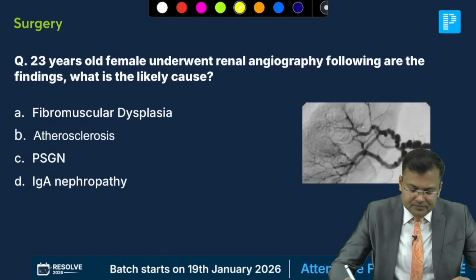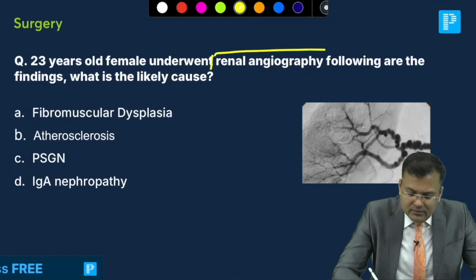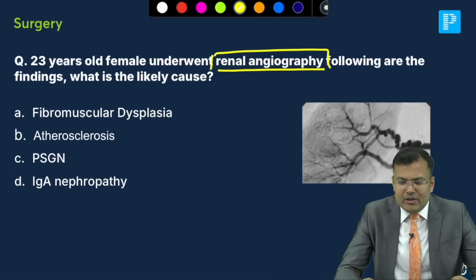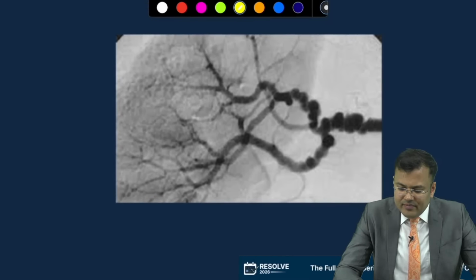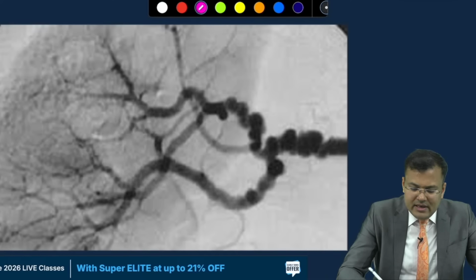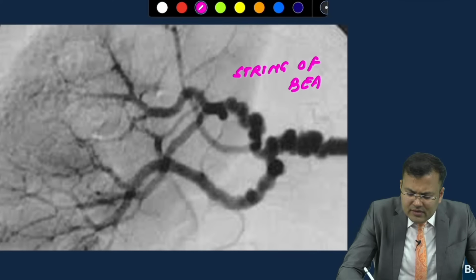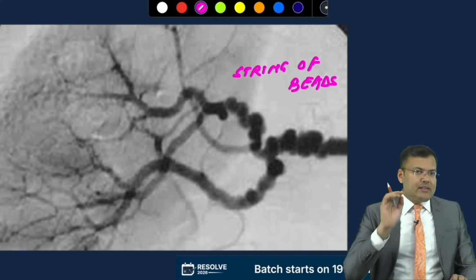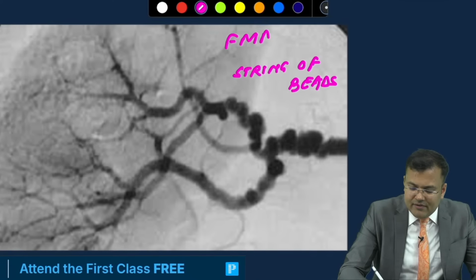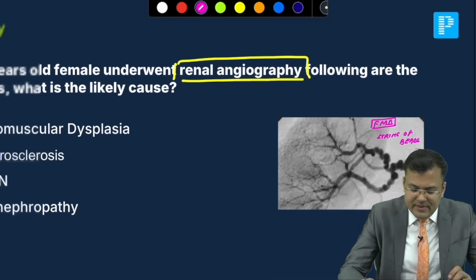Next question. 23-year-old female underwent renal angiography. Can you see this? Renal angiography. Following are the findings. What is the likely cause? So, can you tell me what is this appearance, guys? This is known as string of beads appearance. On renal angiography, you are going to get this string of beads appearance. And what is the cause of this string of beads appearance? Tell me. Yes, there is stenosis with small aneurysm, and you know it is typical feature of fibromuscular dysplasia.